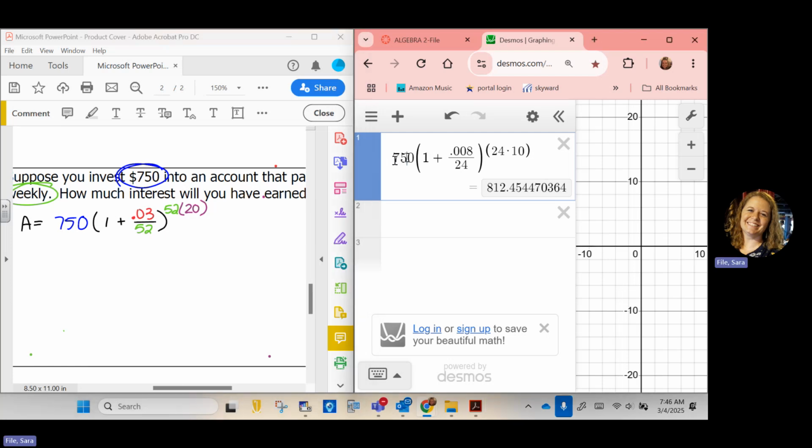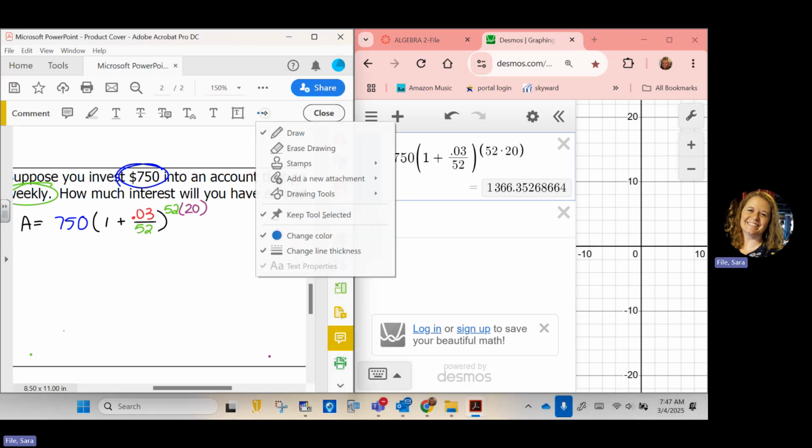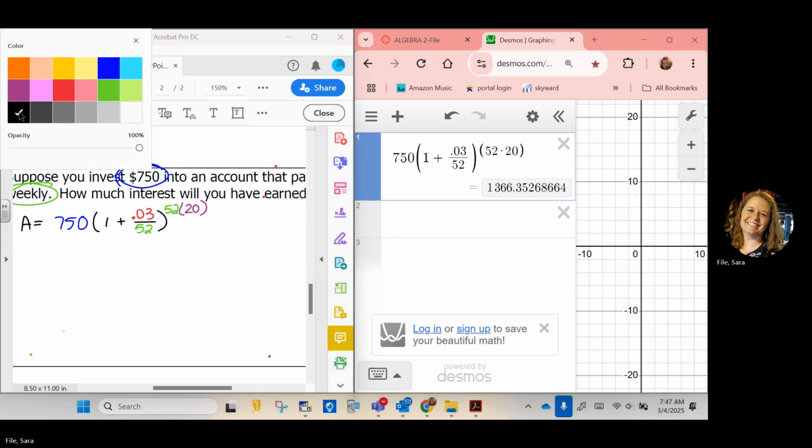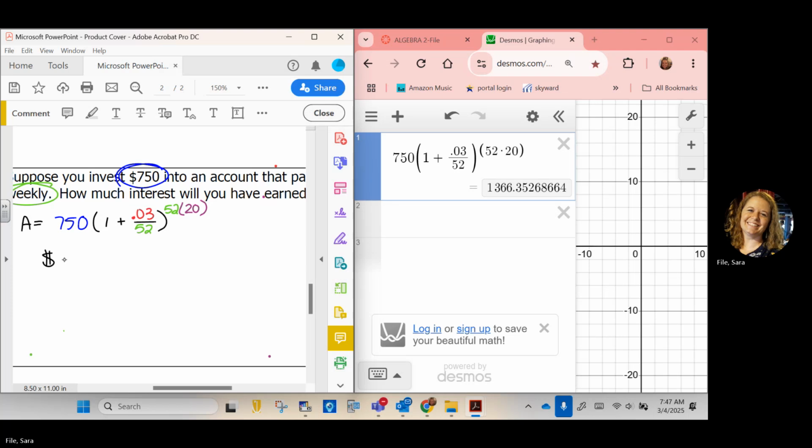$750 initial or principal. Okay, 3% for my rate. 52 times it's compounded every year. How much after 20 years? So this one comes out to $1,366.35.